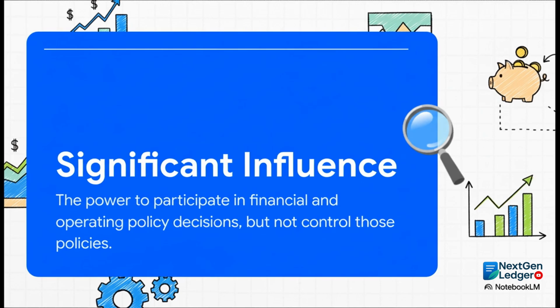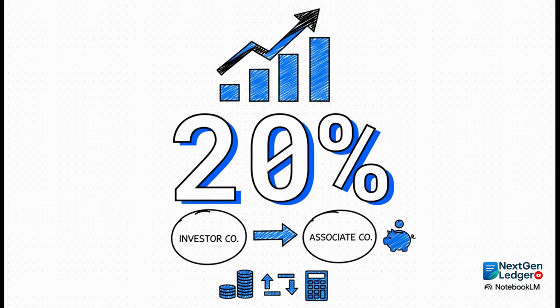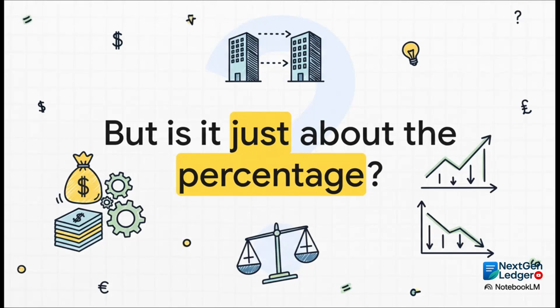That's the difference. Now, to make life a little easier, the standard gives us this really handy rule of thumb. If you own 20% or more of another company's voting shares, the presumption is that you have significant influence. It's a great starting point. But hold on, is it always that black and white? What if you own, say, 18%, but you have a ton of sway? Or maybe you own 22%, but you're just a silent partner? Well, this is where the standard gets a little more interesting.